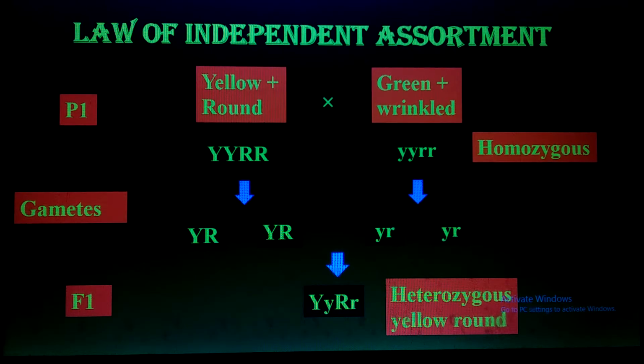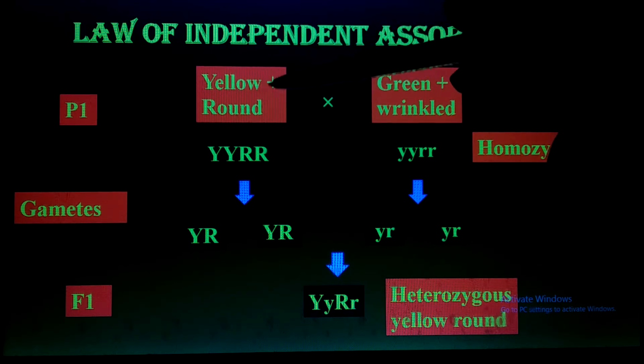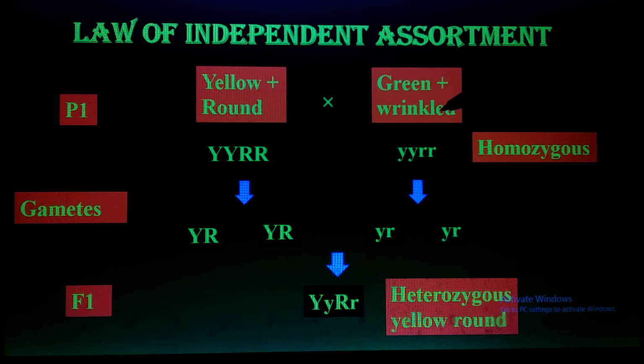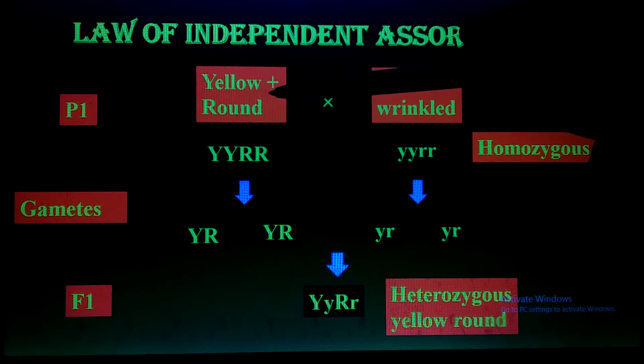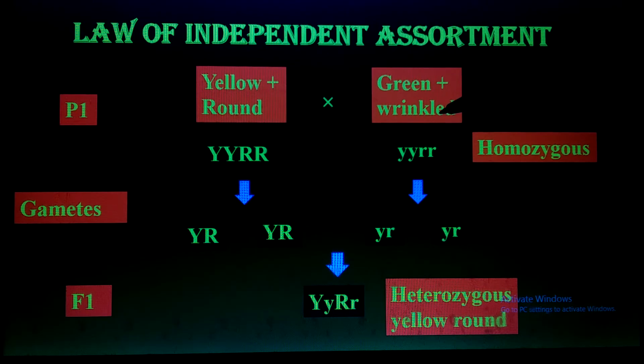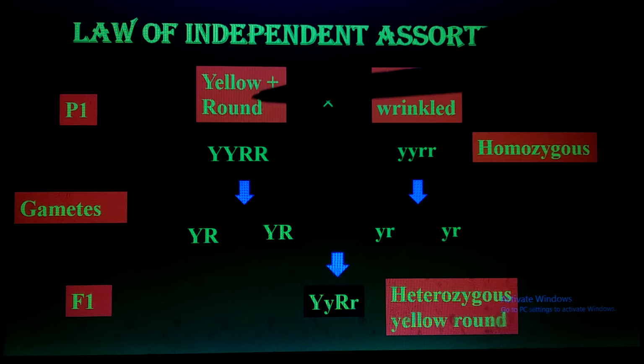This shows the first parental generation, round yellow and green wrinkled, involving two parents, one with round and yellow seeds and the other a pure breeding green and wrinkled seeded plant. So this is the phenotype, and the genotype is homozygous. They are homozygous and have the same alleles. Like this is homozygous, this is homozygous: capital Y, capital R, small y, small r. They are homozygous, and phenotypically this is green wrinkled and this is round and yellow.